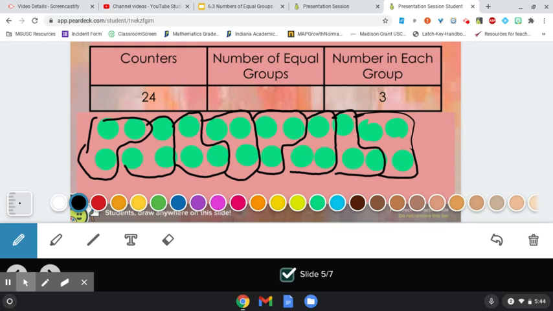So now, just like he did on the screen, we are going to count. Hey, it kind of looks like an L there. Okay, so we have 1, 2, 3, 4, 5, 6, 7, 8. So 24 divided by 3 equals 8. 8 is the answer you should have gotten.